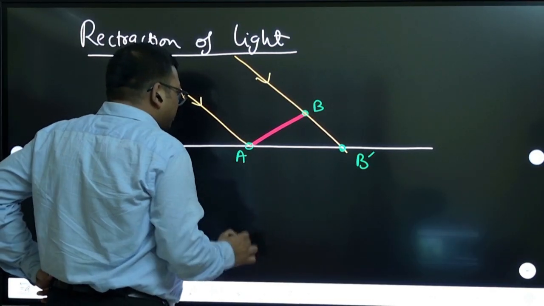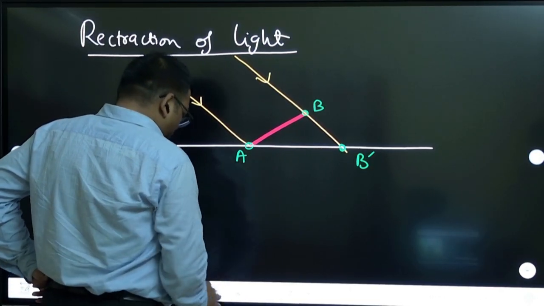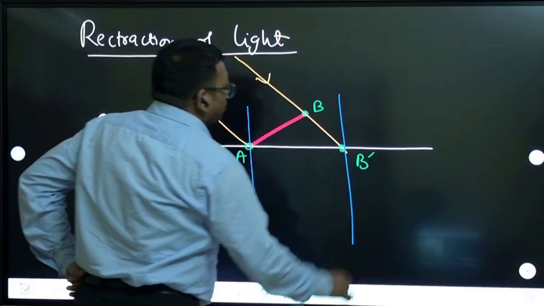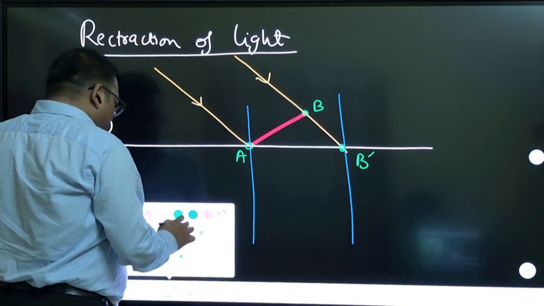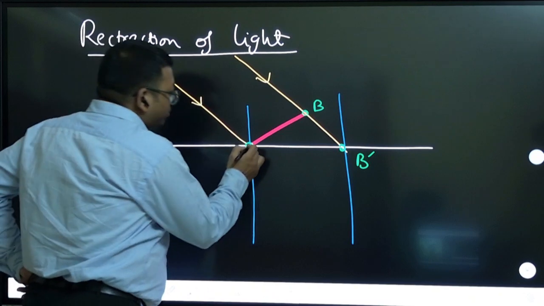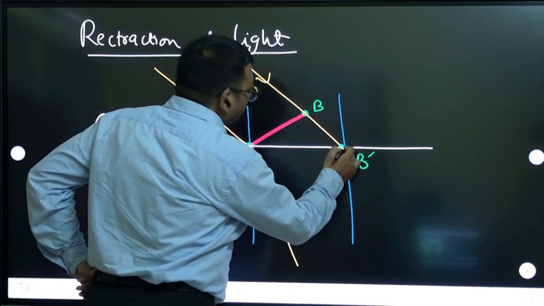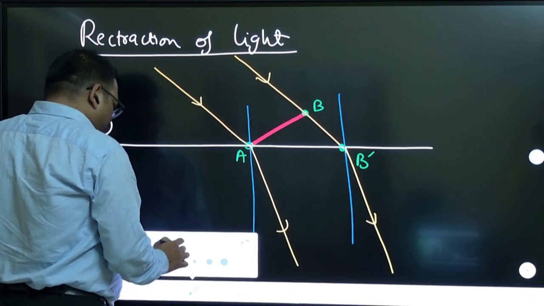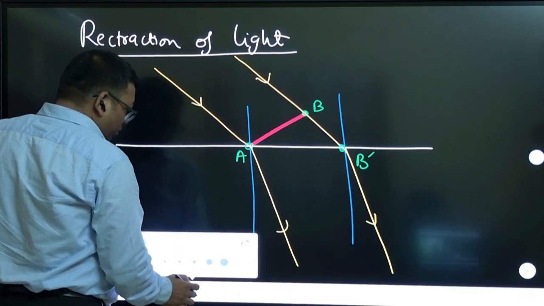Let us consider this is a denser medium. So where is the normal? Draw the normal. Let us consider it is going into the denser medium, so the ray will bend towards the normal. So like this, you draw towards the normal. Now I will draw the wavefront.